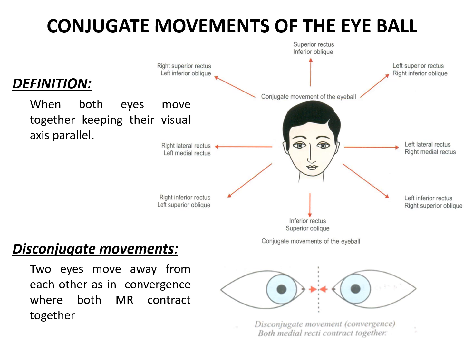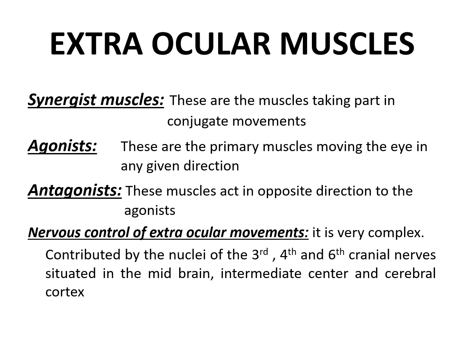But what are the disconjugate movements? They are called vergence. Vergence means simultaneous and equal movements of both eyes but in an opposite direction. Convergence, where both eyes move inward, and divergence, where both eyes move outward. Next slide. In this slide, I want to make you conversant with certain terms.